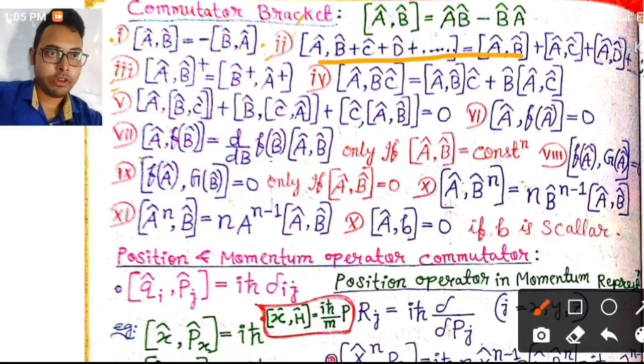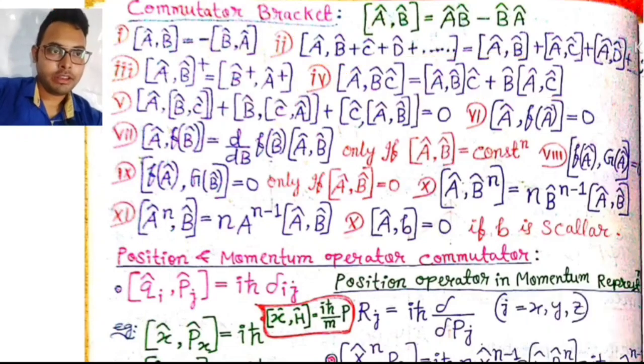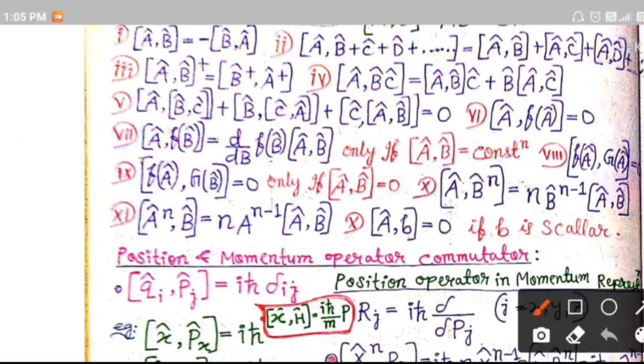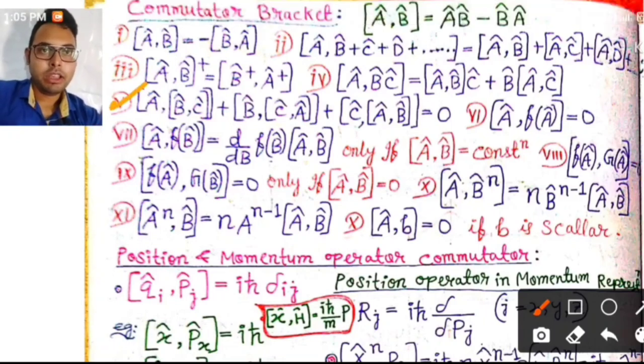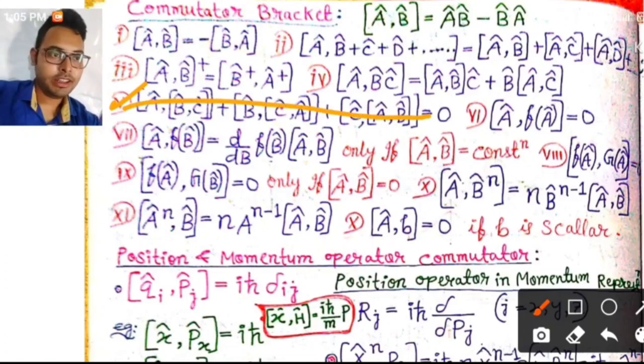The fourth property: the commutator of A with BC is first AB, with C going outside, plus B going outside, then the commutator of AC. This is the fourth property. The fifth property is the distributive property: A commutes with the commutator of BC, plus B commutes with, this is the Jacobi identity, right? It's very important. This is the Jacobi identity.